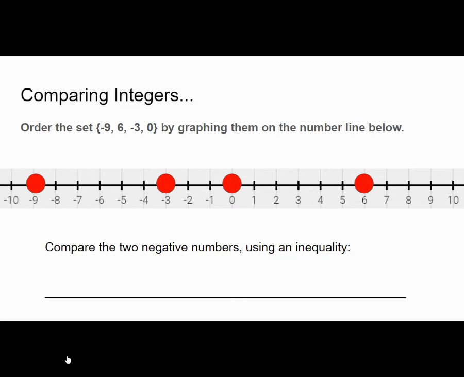This says compare the two negative numbers using an inequality. So I'd like you to, on the line there, use a text box and type in an inequality, the inequality that compares the two negative numbers that you just graphed on your number line. Go ahead and give that a try, and then we'll check it here in just a second.